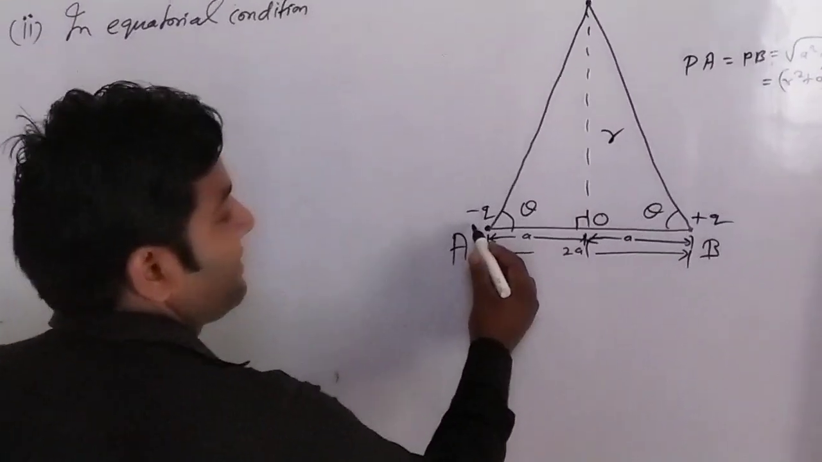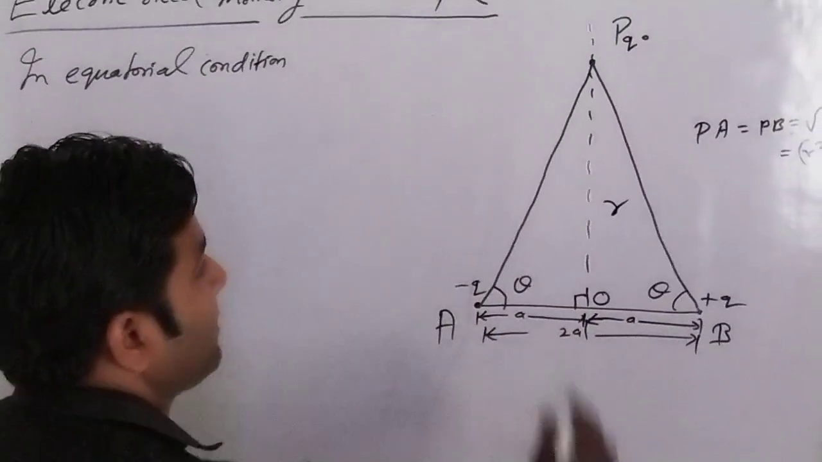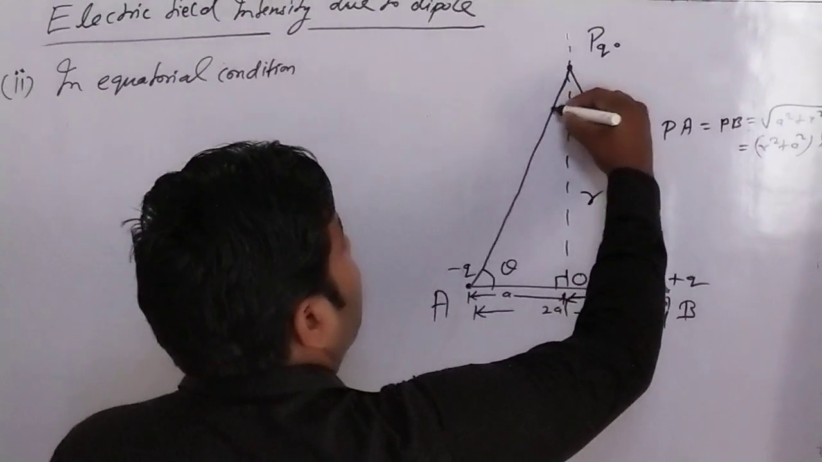So what is this one? Minus q charge, and this one is the test charge. Test charge, from the earlier concept, is of positive nature. So it is attracted towards minus q.